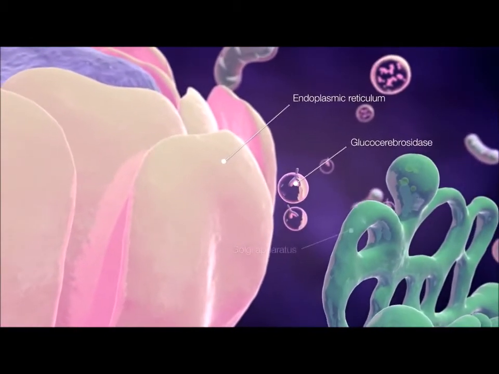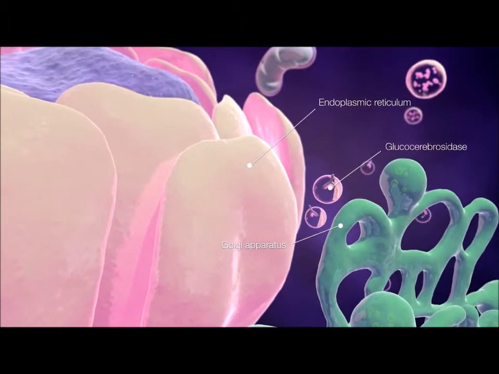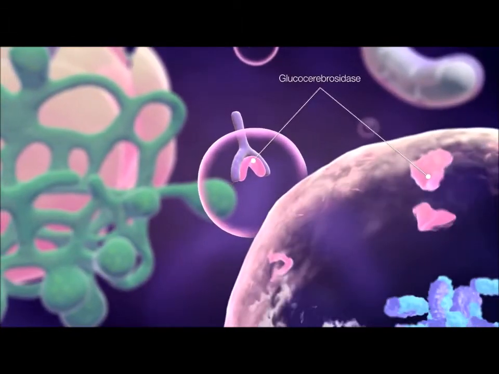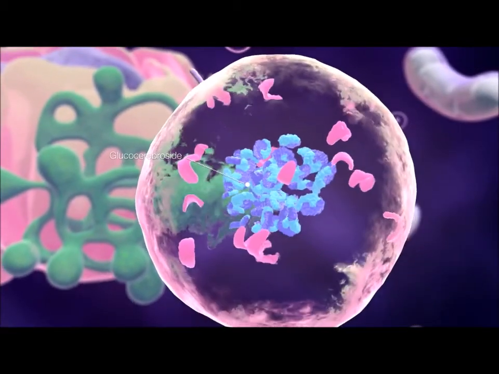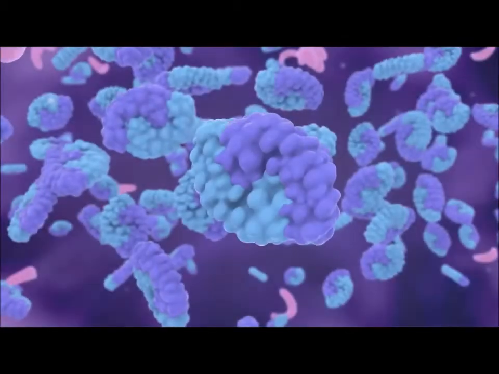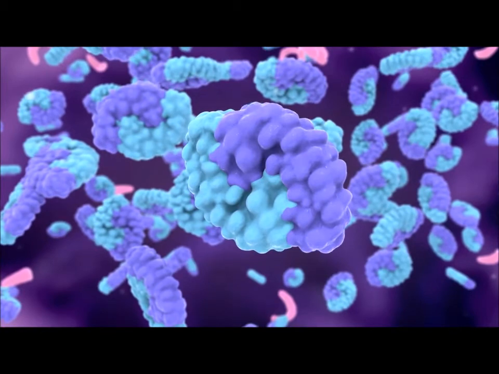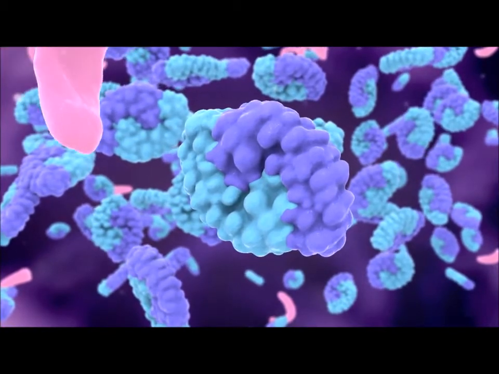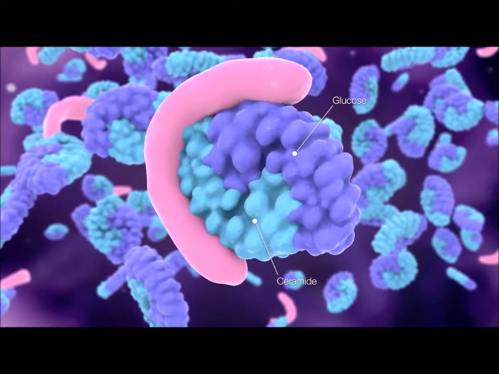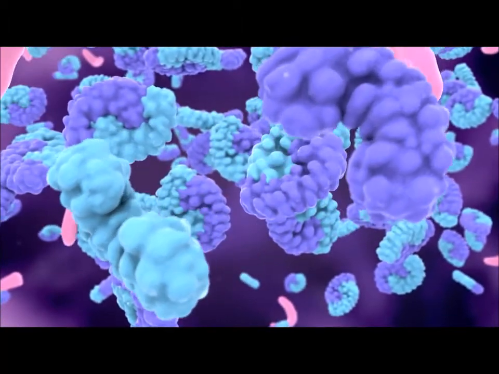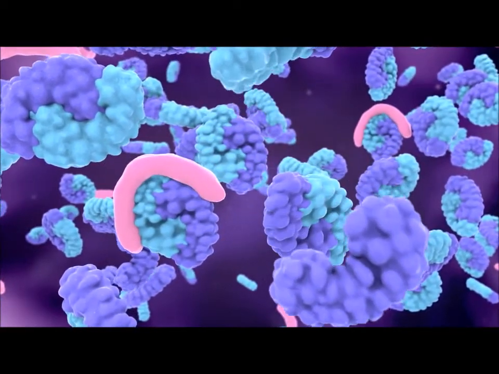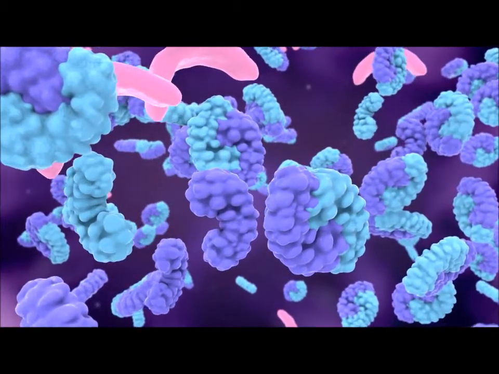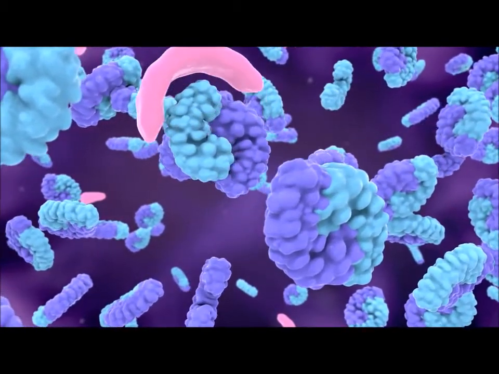Glucocerebrosidase is produced in the endoplasmic reticulum of the cell and transported via the Golgi apparatus to the lysosomes. Once there, it catalyzes the breakdown of its main substrate, glucocerebroside, into glucose and ceramide. Glucocerebroside is the building block for 90% of glycosphingolipids that are found in the plasma cell membrane and are essential for vital cellular activities.